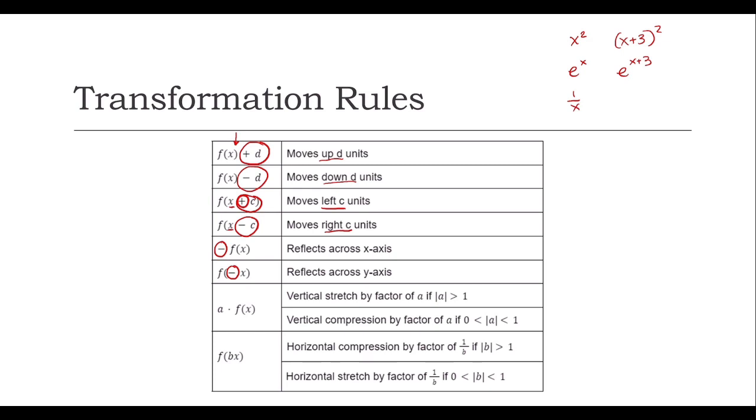across the y-axis. A number multiplied by your function on the outside would cause a vertical stretch by a factor of a if the absolute value of a is greater than 1, and a vertical compression by a factor of a if the absolute value of a is between 0 and 1. And then if you multiply your x on the inside of the function by b, you'll have a horizontal compression by a factor of 1 over b if the absolute value of b is greater than 1, and a horizontal stretch by a factor of 1 over b if the absolute value of b is between 0 and 1.